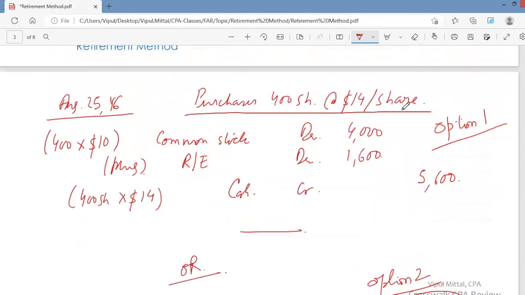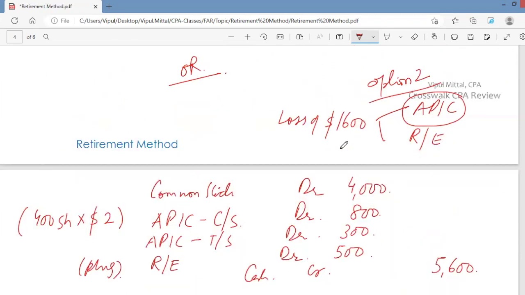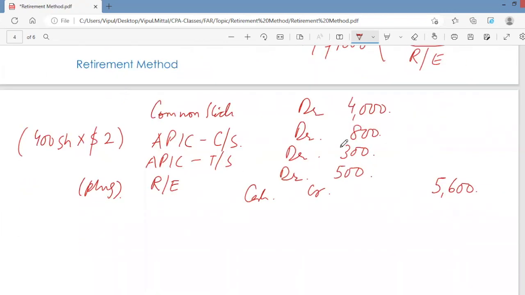So in case of a loss on retirement, you have two options. You can transfer the entire loss to retained earnings, or you can allocate the loss to additional paid-in capital and retained earnings. But when you are doing that, you have to be careful that you do not use additional paid-in capital more than the amount allowed.